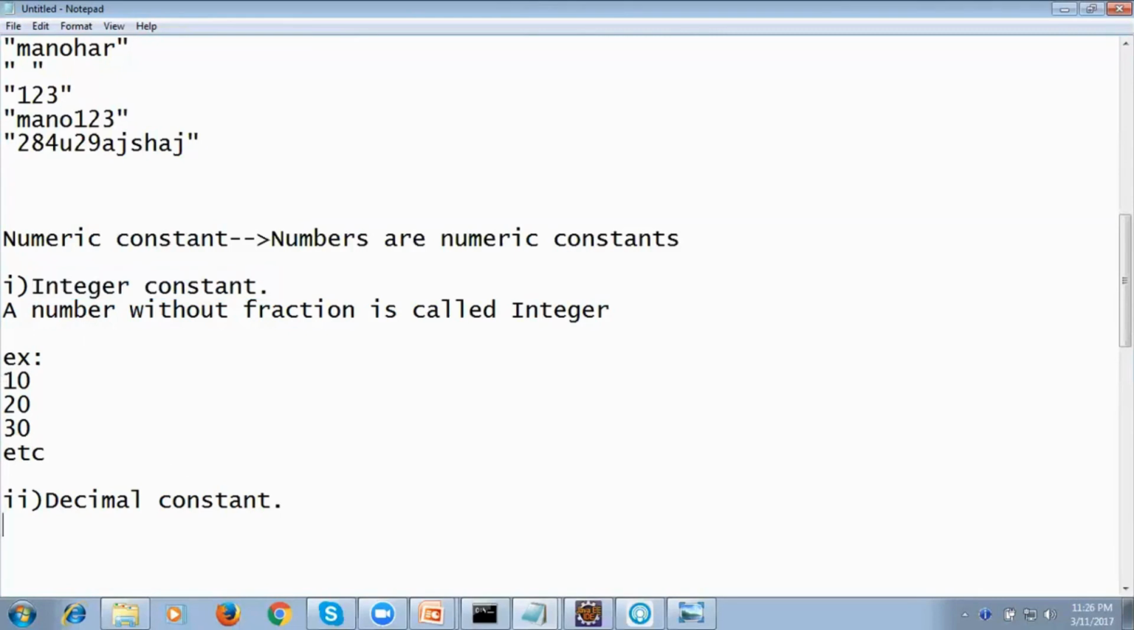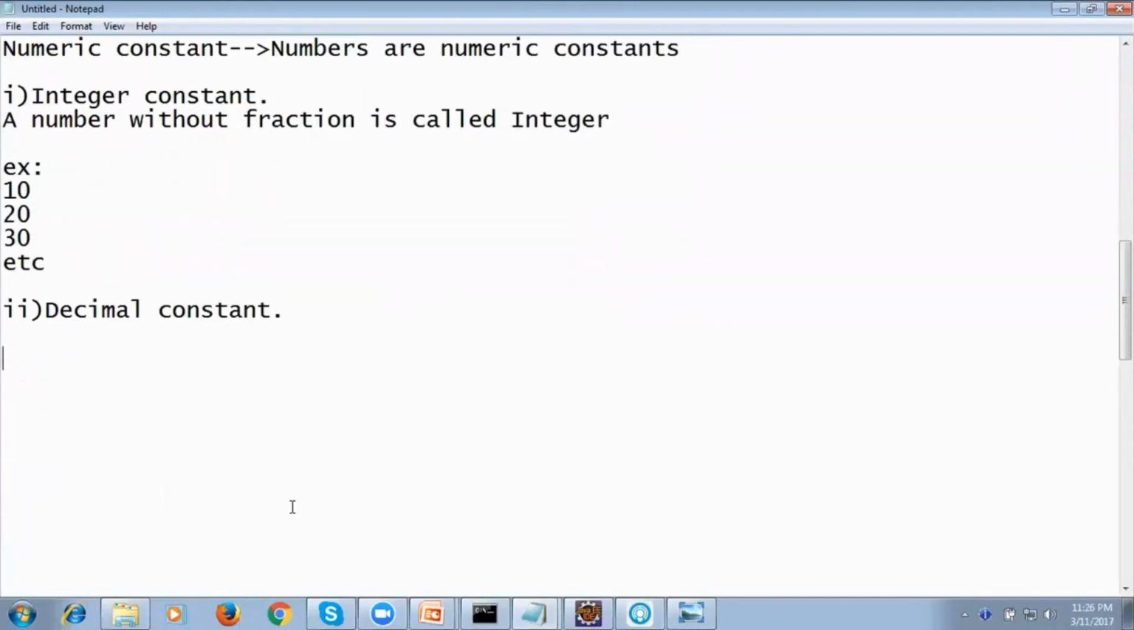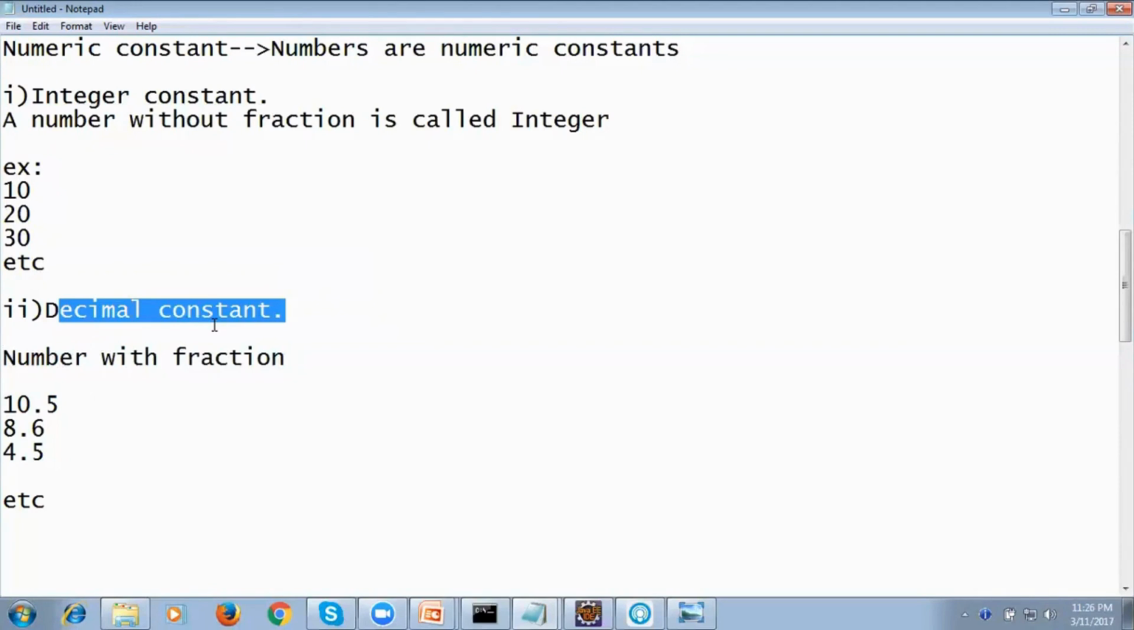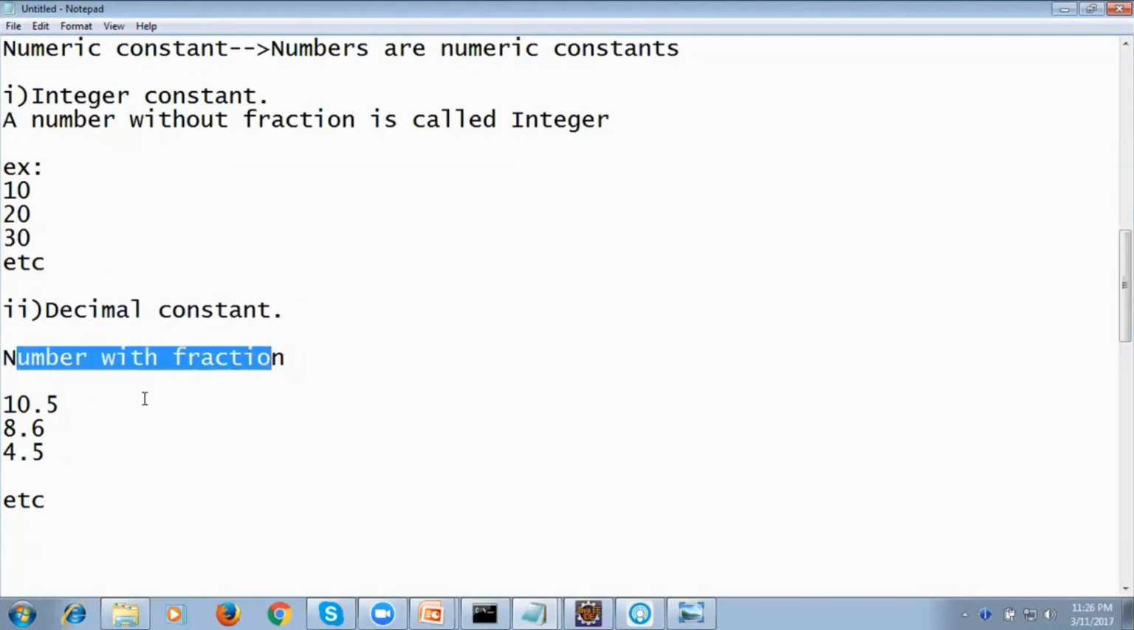There is another kind of number. What is that? Decimal means a number with a fraction. For example, 10.5, 8.6, 4.5, something like this. We have infinite numbers like this; we cannot keep writing each and every one. But you know, a number with a fraction is called a decimal constant. I think this is clear. So what is a decimal constant? A number with a fraction is a decimal constant. I hope you are clear with it.